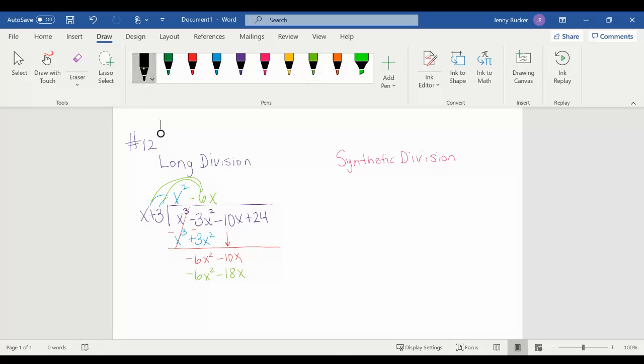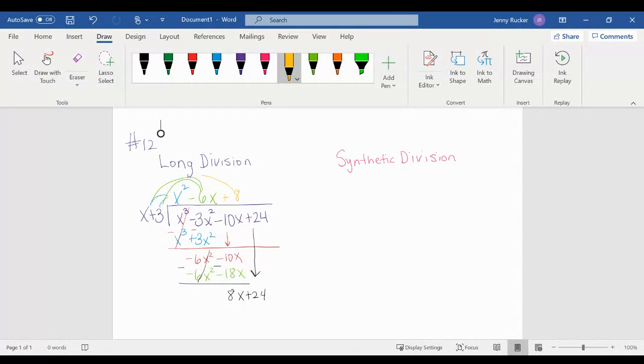Now we will subtract. Again, be careful with your signs. And this is 8x. Go ahead and bring down your plus 24. Now we have to determine what we can multiply this x in the x plus 3 by to get to 8x. So that is plus 8.